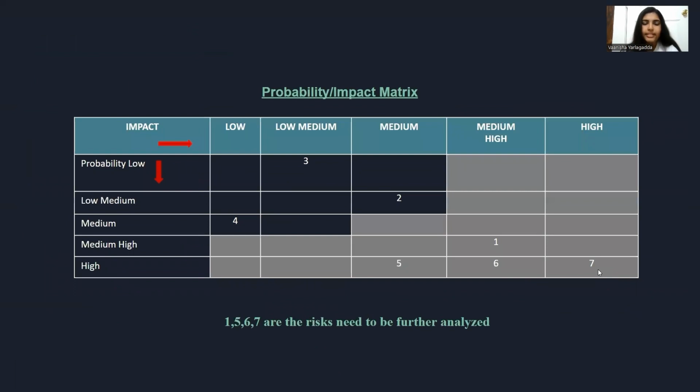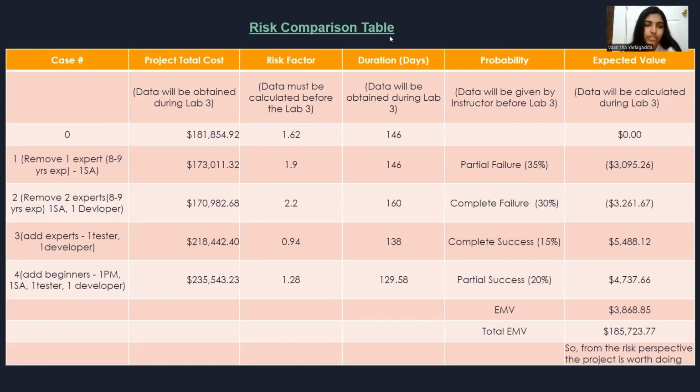So next, coming to the probability impact matrix. The probability impact matrix is nothing but classifying the values from the risk exposure table, whether they have low, medium, or high probability of risk. And from this, we can analyze which risks need to be looked into.